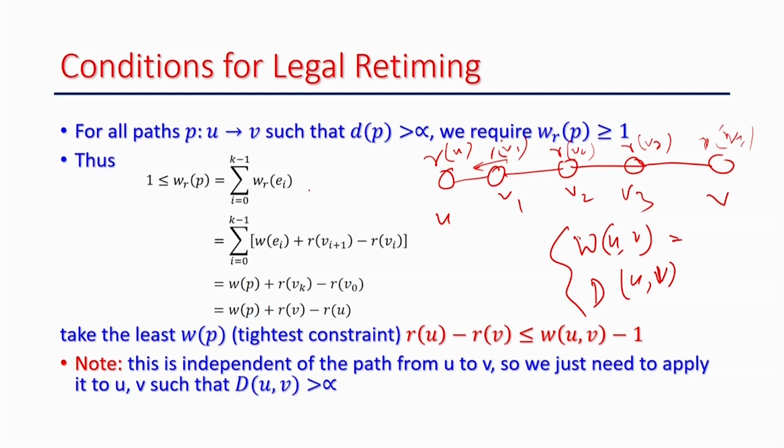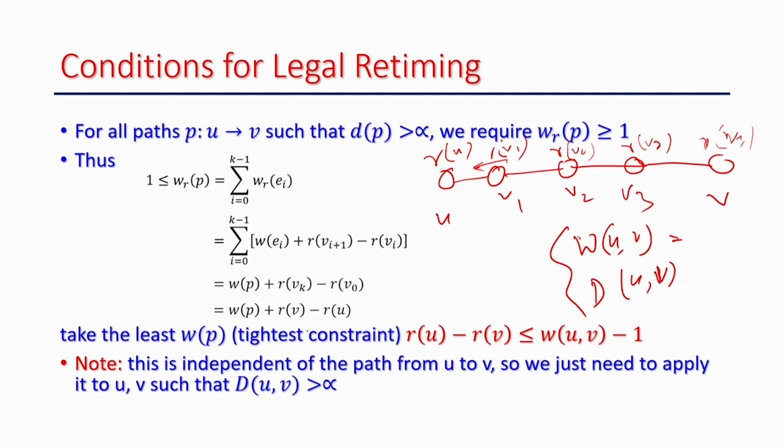Now, I can represent this, we already know that WR is nothing but W(e_i), the edge weight before retiming, plus R(V_{i+1}) minus R(V_i), because the edge e goes from V_i to V_{i+1}. So this is the difference. If you just calculate this, you can see that I can cancel out all the intermediate terms, and only R(Vk) and R(V0) remain. That means V0 is U and Vk is V. So finally, the R value of intermediate nodes does not matter to us, only the R values of U and V matter to me.